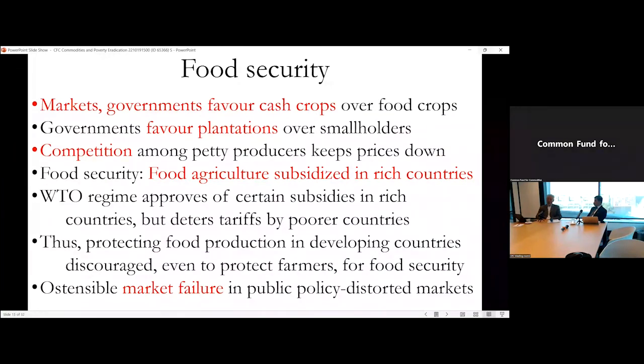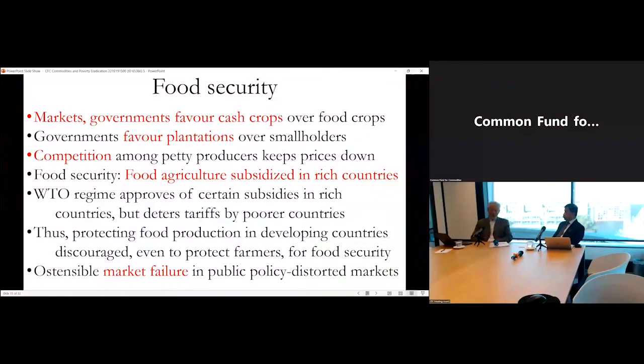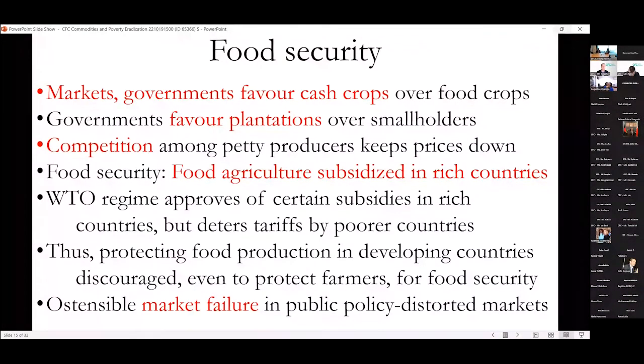So markets, and we find that as a consequence of this, markets and governments generally favor cash crops over food crops. This has had a huge impact. For example, sub-Saharan Africa used to be a net food exporter up to the 1980s, and since then, sub-Saharan Africa is a net food importer for a variety of reasons, which I won't get into right now. But it's important to recognize that there is this systemic bias.